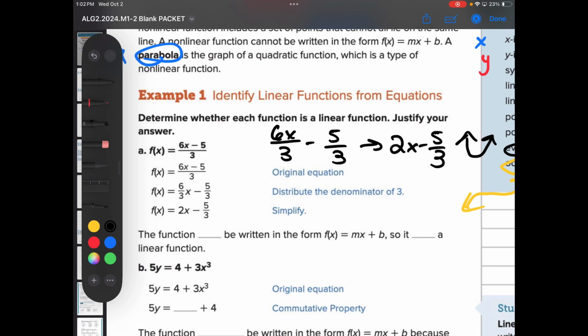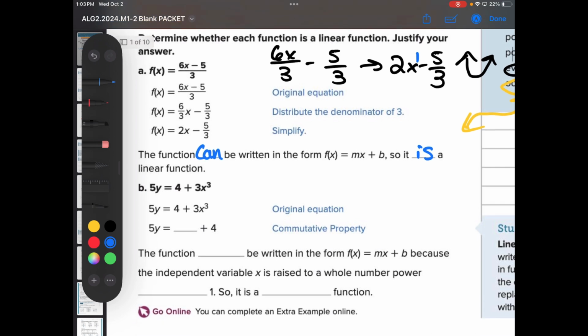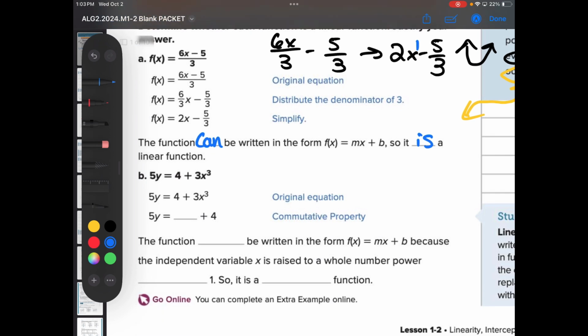That is a linear function because it is written in the form of slope-intercept form. So it is definitely a linear function. The function can be written in slope-intercept form, so it is a linear function. Also, your x is to the power of 1. Okay? And part B here, pause the video, see if you can figure out if it's linear or not. Okay, we're going to go ahead and go over it now, though.